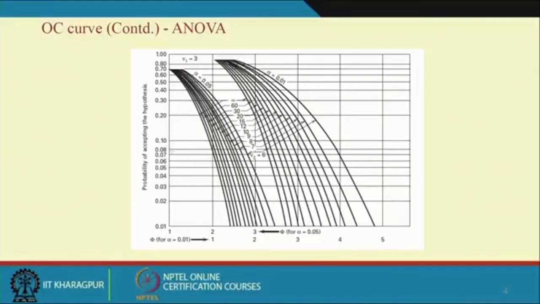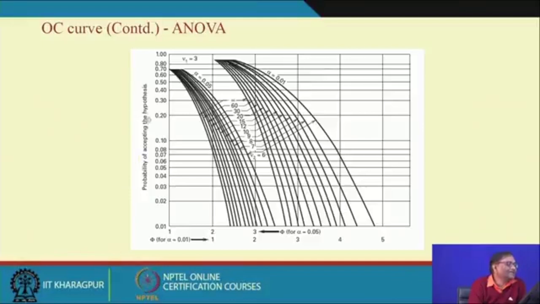You see carefully the curve. What is the x axis? In the x axis, there are two things: phi for alpha equal to 0.01 and phi for alpha equal to 0.05. So, what is alpha? Alpha is type 1 error, that means probability of rejecting a true null hypothesis. Now, what is the y axis? Probability of accepting the null hypothesis when the null hypothesis is wrong, that means that is beta.